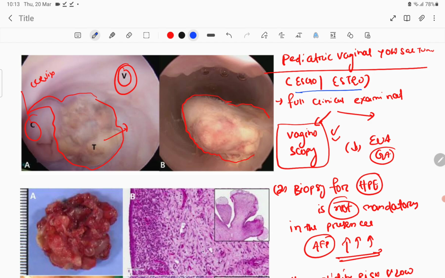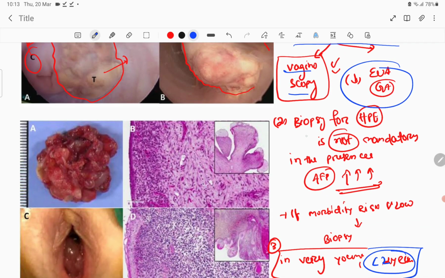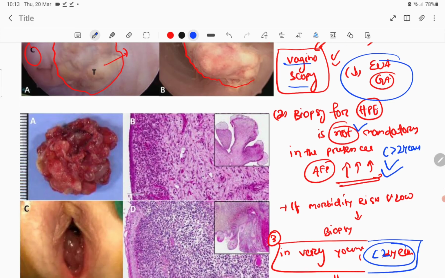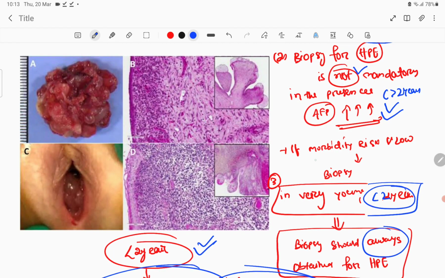As per the ESTRO guideline: full clinical examination, then vaginoscopy or examination under anesthesia, and biopsy. If the alpha fetoprotein level is raised and the patient is more than 2 years old, very, very important, then there is no need for a mandatory biopsy in these patients. If the morbidity is very low, then you can go for a biopsy.